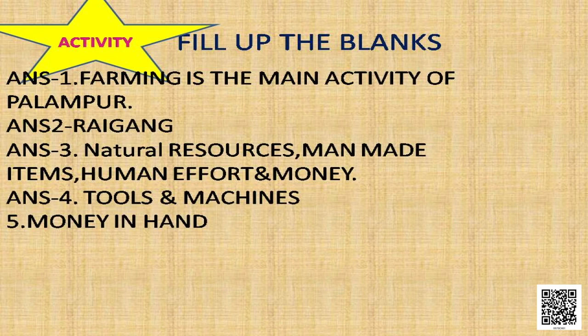Now question number 3, I asked which are the inputs required. So natural resources and man-made items, then human effort and money. I think I have given you 4 dashes there. So you have to write here natural resources, man-made items, human effort and money. Then question number 4, which are the fixed capital, the answer given here is tools and machines. And next I gave you the question, which is the working capital. So the answer is money in hand, or you can say cash in hand.